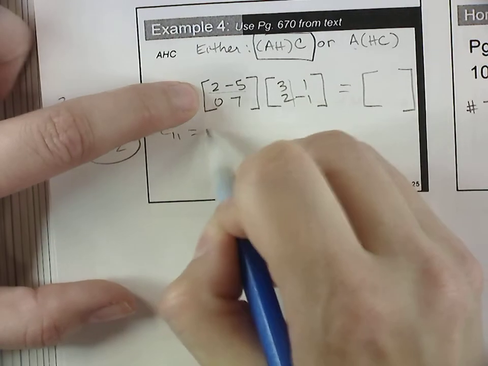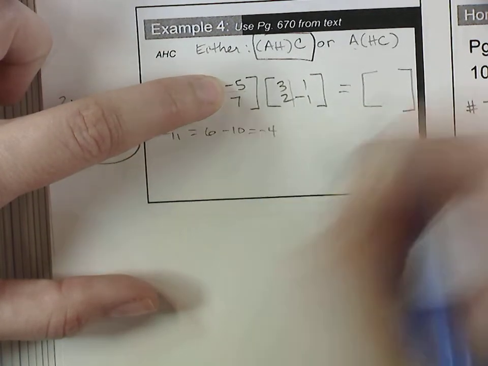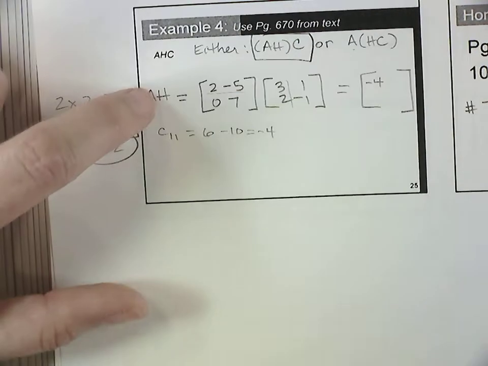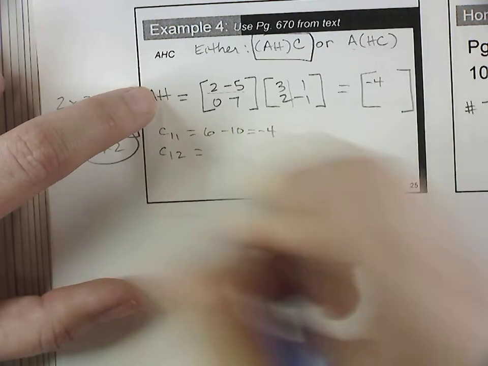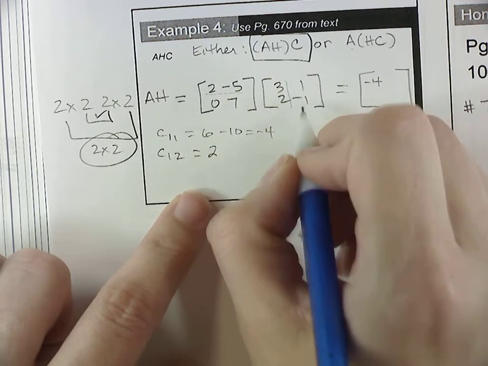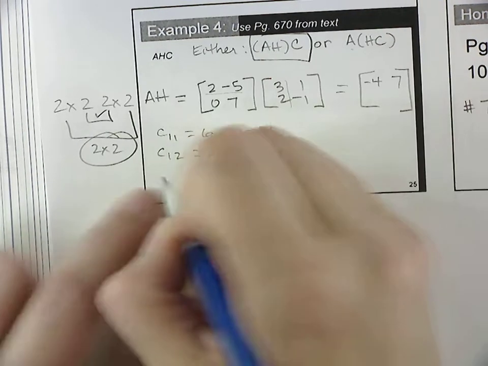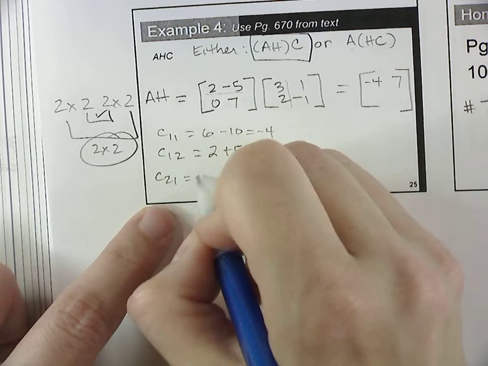So I'm going to do the first row, first column. So 2 times 3 is 6. Negative 5 times 2 is negative 10. And then first row, second column. I'll actually be quiet so you can think about what you're doing. You don't have to just follow me.